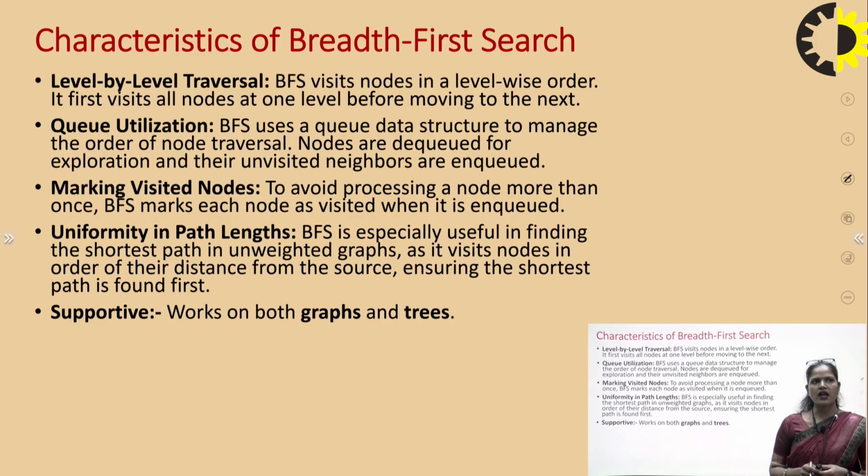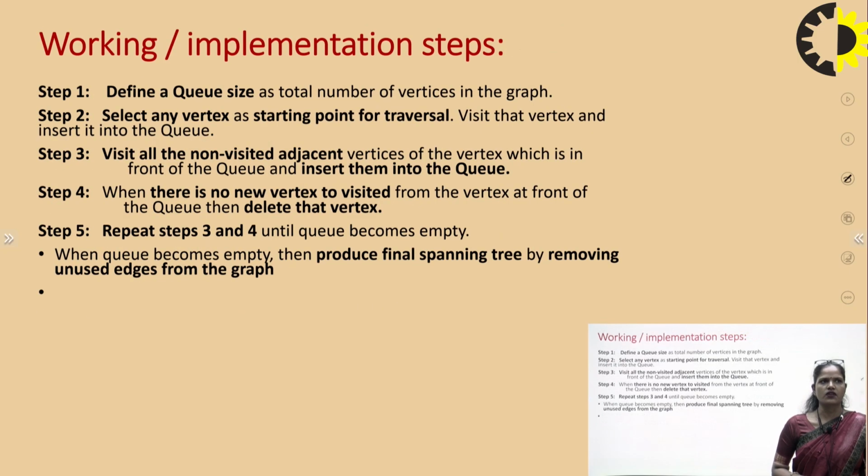Uniformity in a path length. So BFS is especially useful in finding the shortest path between the source and destination with a weighted graph. Shortest is calculated after the weight of the edges. If the edges have no weight, that means we are not able to calculate the shortest path, right? So these are the basic characteristics of BFS.